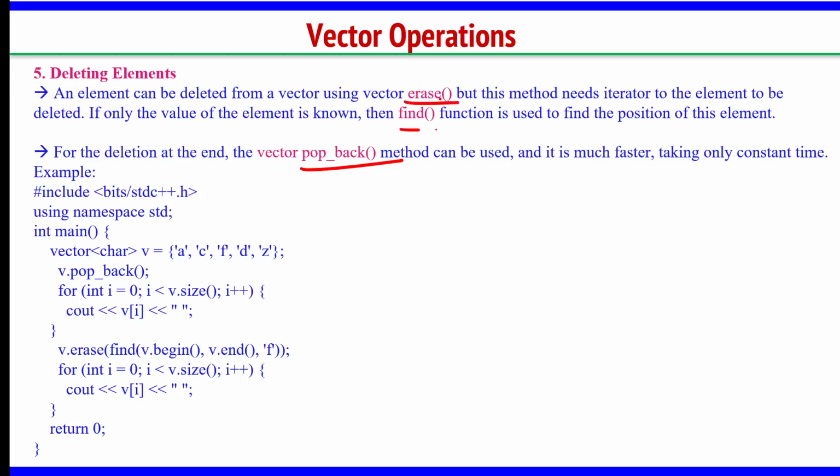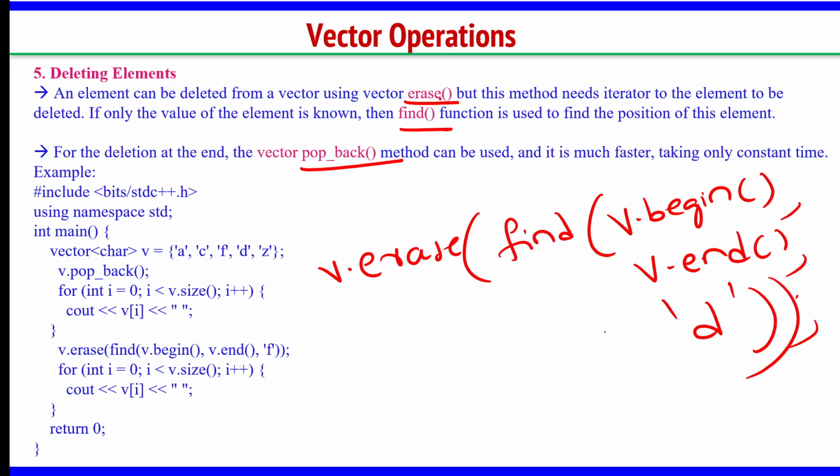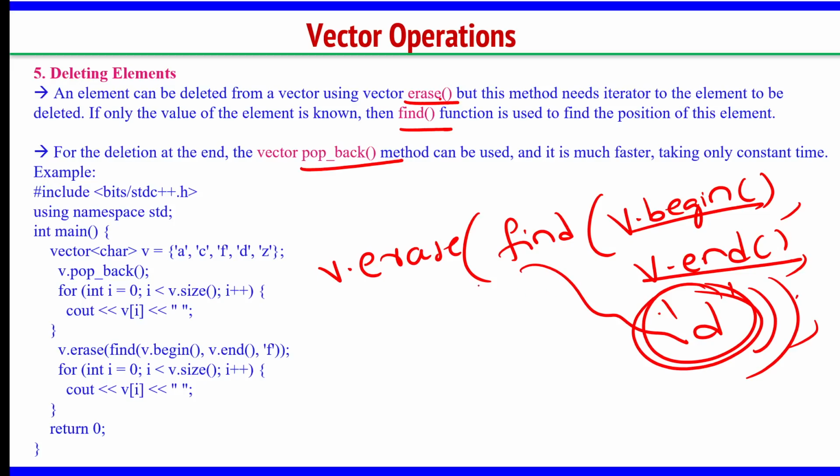Inside the erase function I have to use the find function. That is why the syntax is v dot erase. Which element should I erase? First you have to find that element. For that, find of v dot begin comma v dot end and the character which I am finding, D, like this. This will find the D from the beginning till the end, find out where the D is. That location will be given to the erase function, and that location will be erased, right.